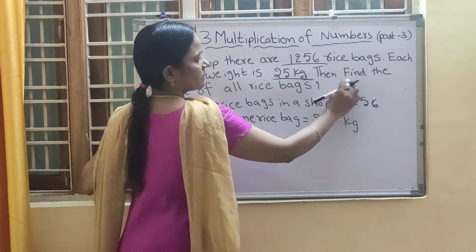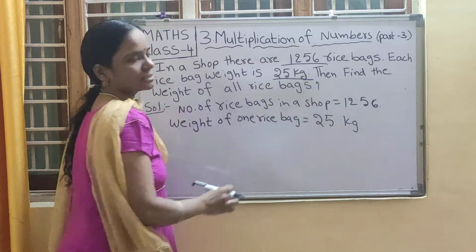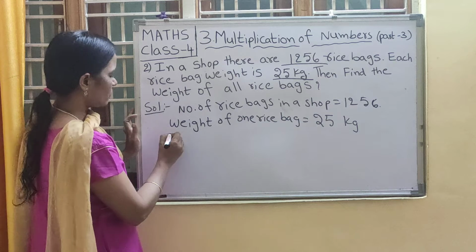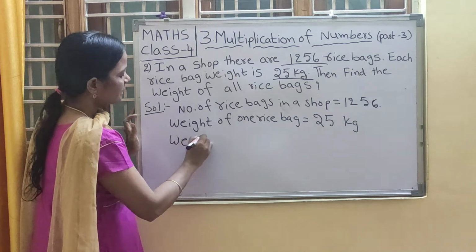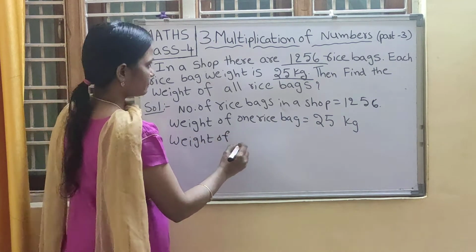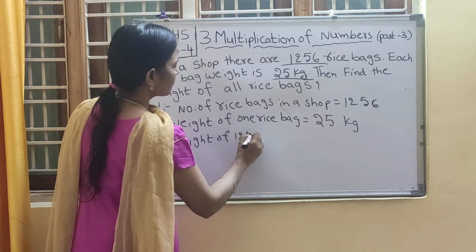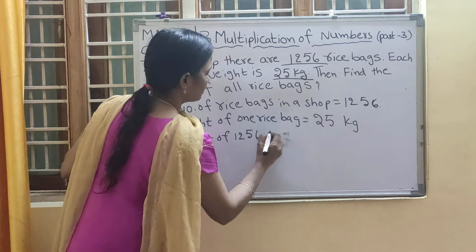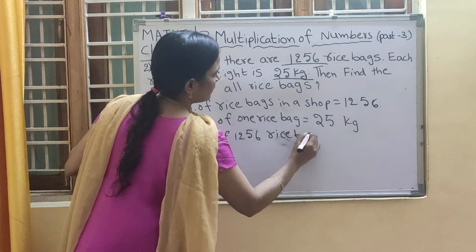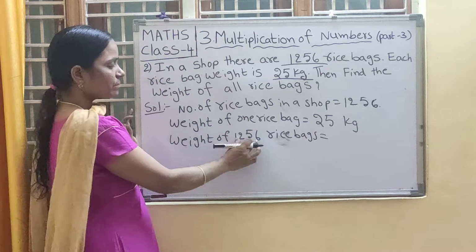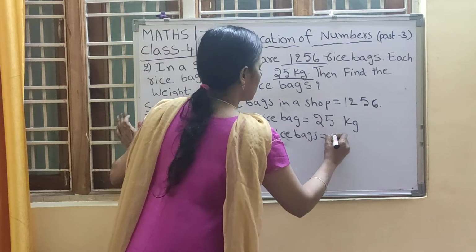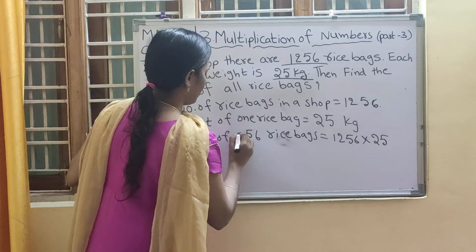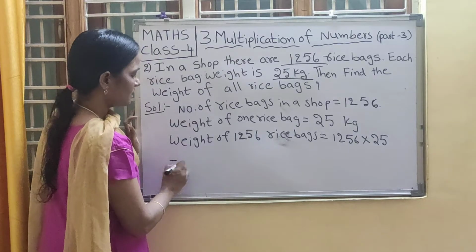Next, coming to the question, find the weight of all rice bags. So what we have to find now? Weight of all rice bags. Now what is the next statement? Weight of 1256 rice bags. How do you get it? This number should be multiplied by this. So 1256 into 25. Okay, now take multiplication. You will get the answer.